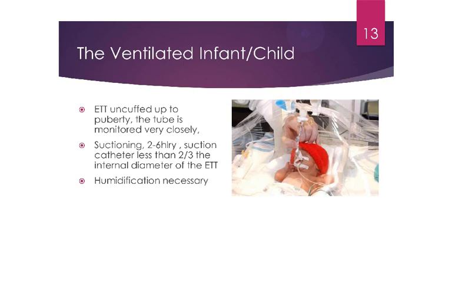So when caring for a ventilated infant or child, there are some differences. So the endotracheal tube is uncuffed up until puberty, and the tube is just monitored very closely as well. And they're suctioned every 2 to 6 hours, depending on how old they are and what's wrong with them. And the suction catheter is less than 2/3 the internal diameter of the ETT. And humidification is necessary. In fact, humidification is administered on both adults and paediatrics now.